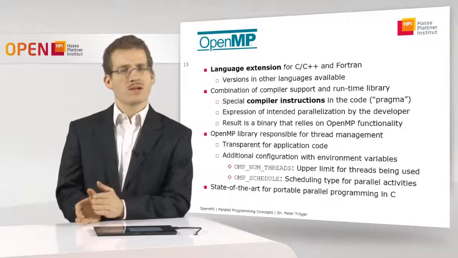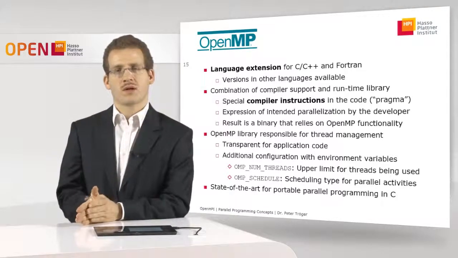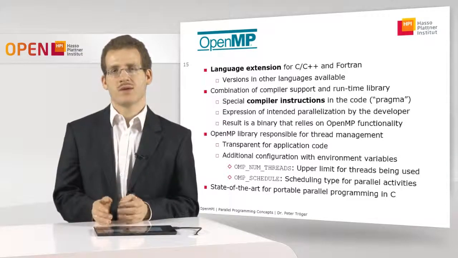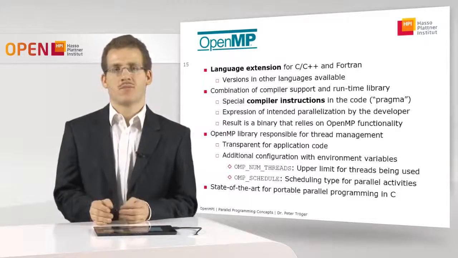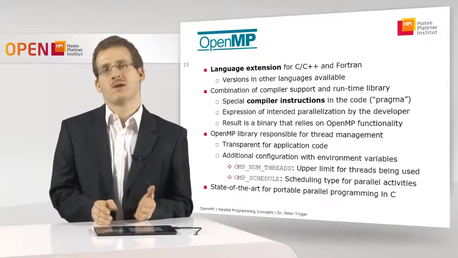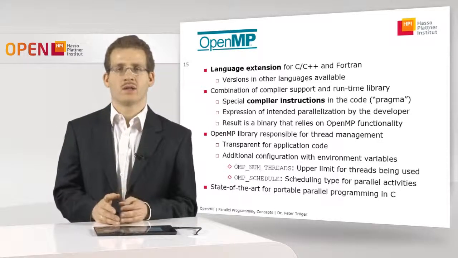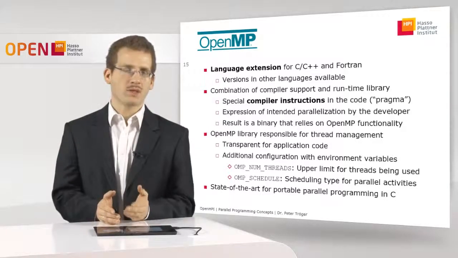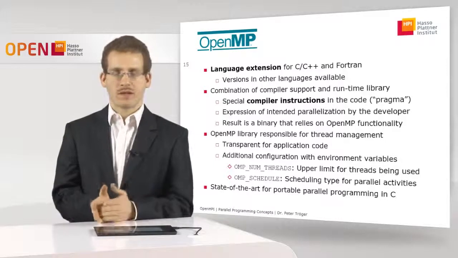So the binary you get out of an OpenMP compiled program is a classical operating system binary, as with all C code, but it has additional inbuilt code that uses the OpenMP runtime library in order to actually implement the parallelization at runtime. The OpenMP library is responsible for the thread management.